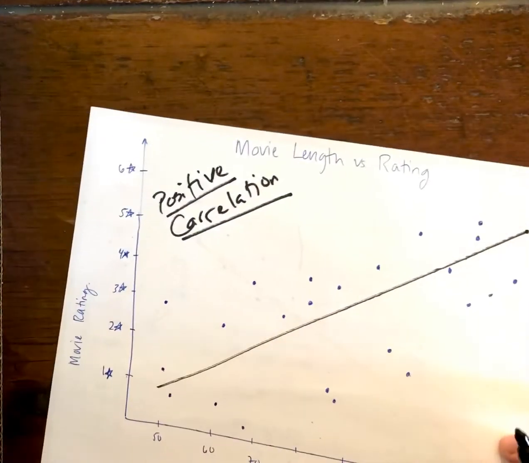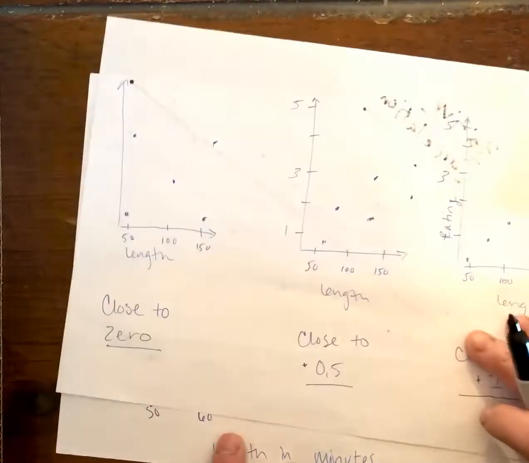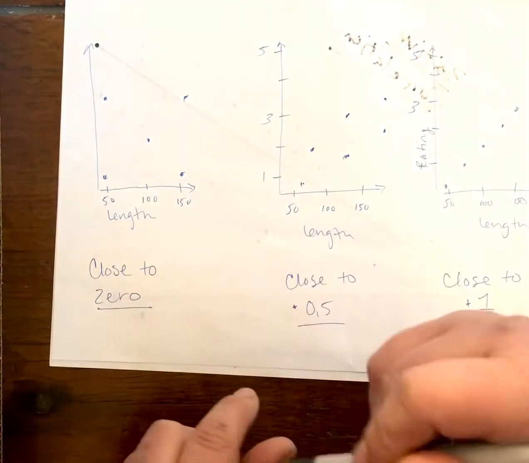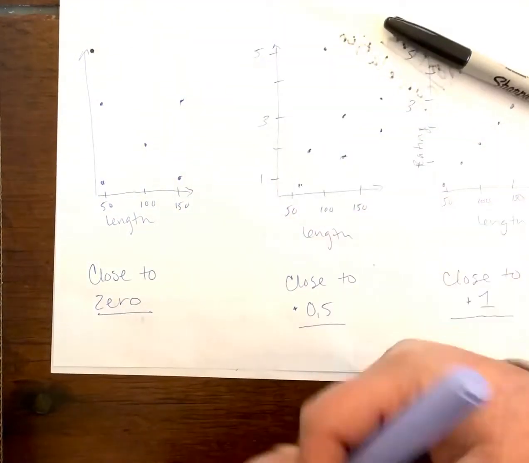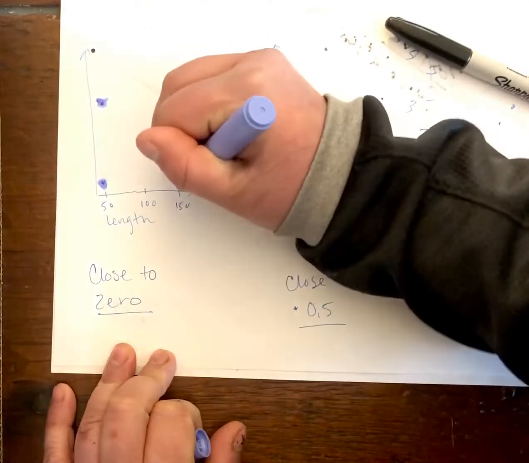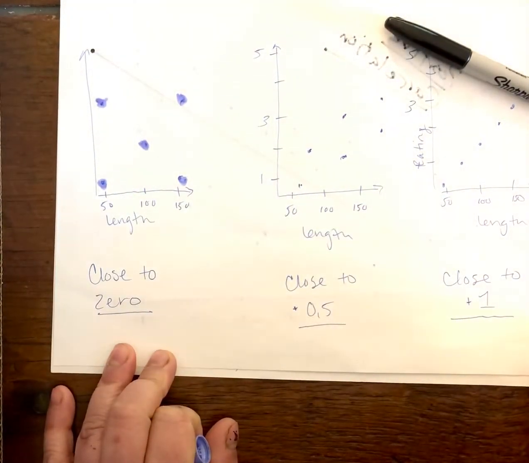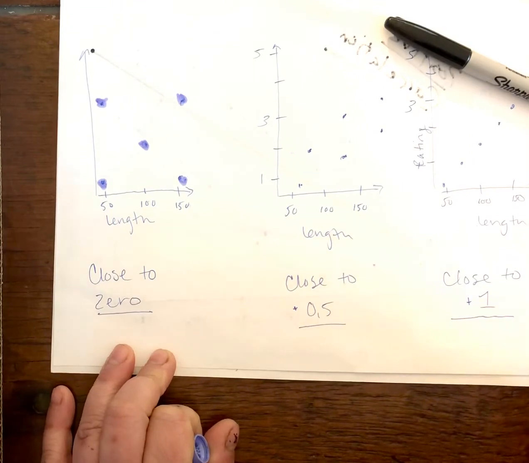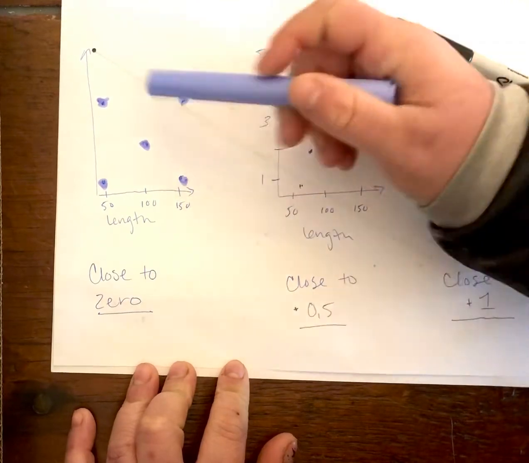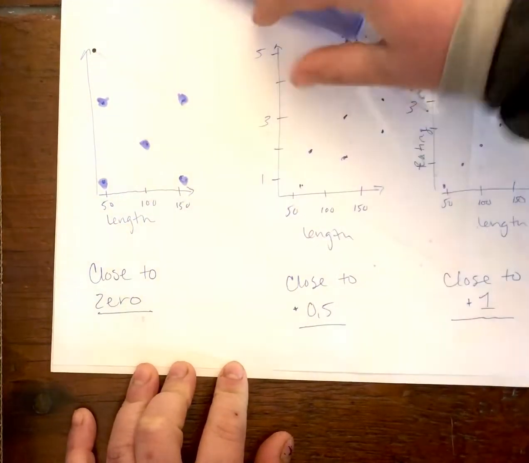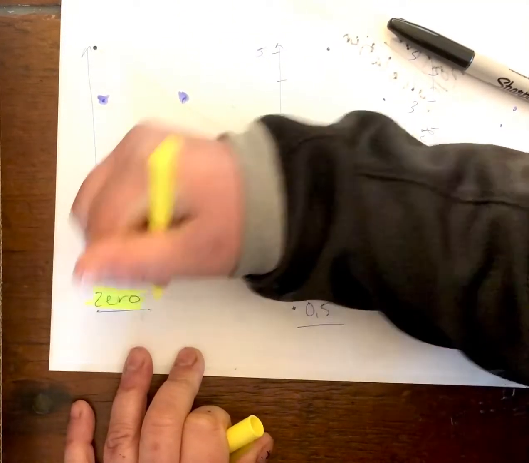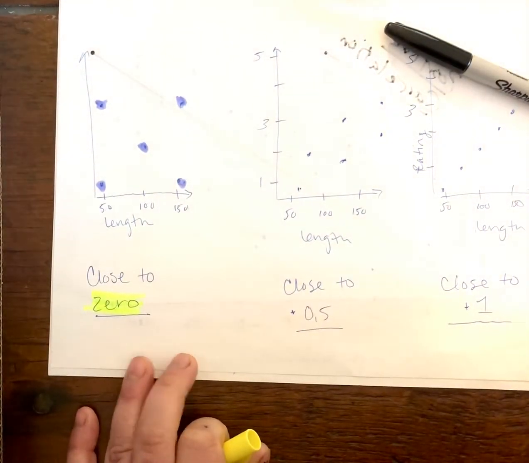So if we look at some examples, looking at these three graphs, my first one here, I have these points on my graph. There is no relationship between those dots. I have long movies with high and low ratings. I have short movies with high and low ratings. So when I have no relationship, my R is going to be close to 0.